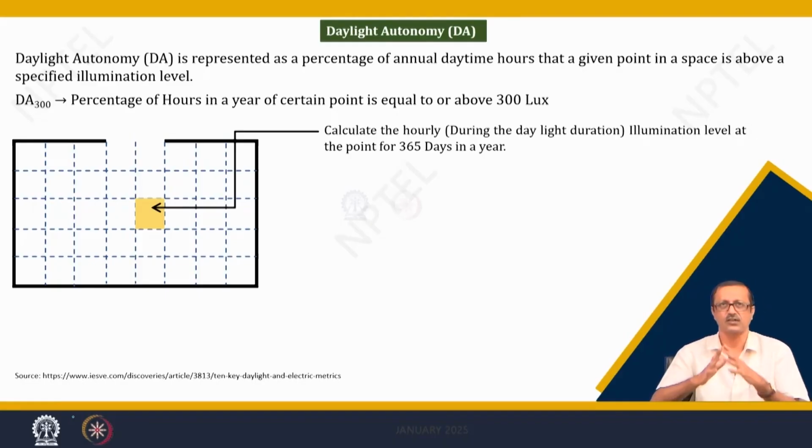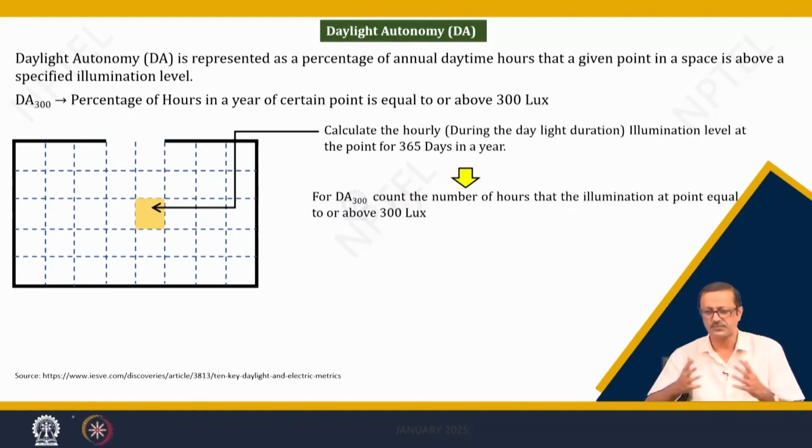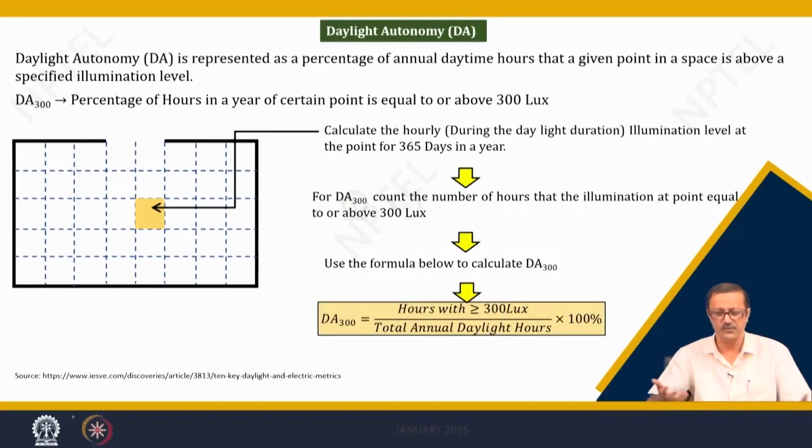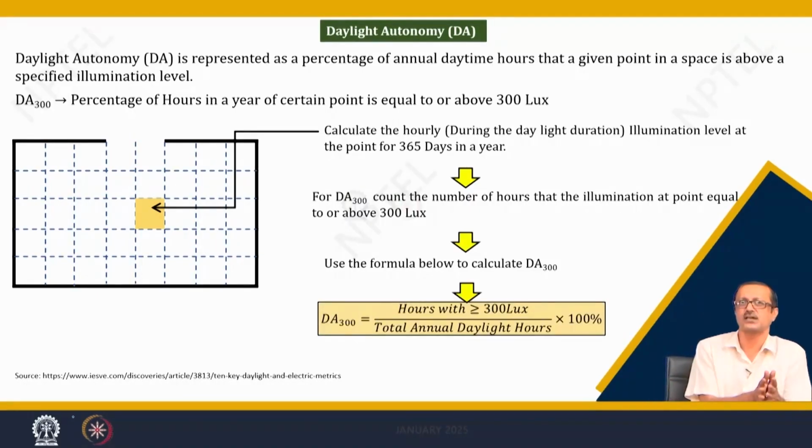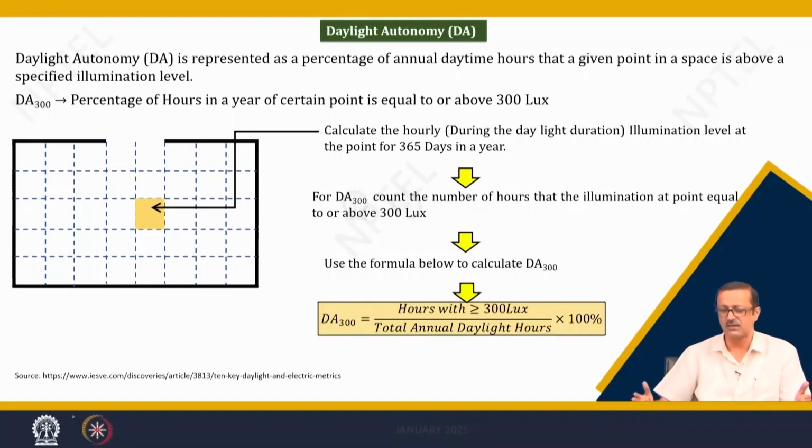So, my concept is I have to do this for 365 days, for each day some daylight hours. Out of that I have to count how many hours are more than 300 lux, and then I will use this formula: how many hours more than 300 lux, over the total daylight hours available for this particular window, which also depends upon your orientation, location, latitude and all those, multiplied by 100. So, that will be the DA at 300.